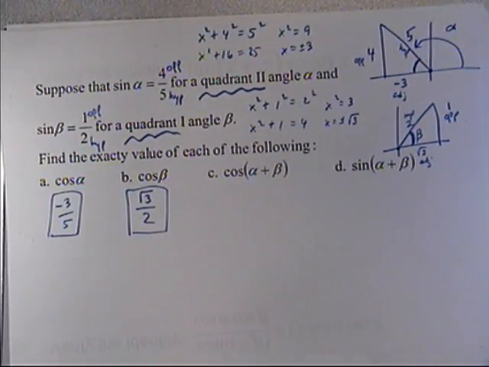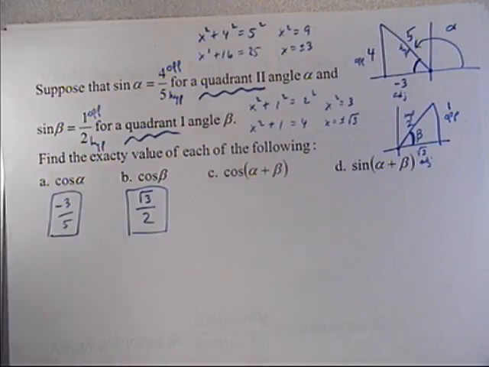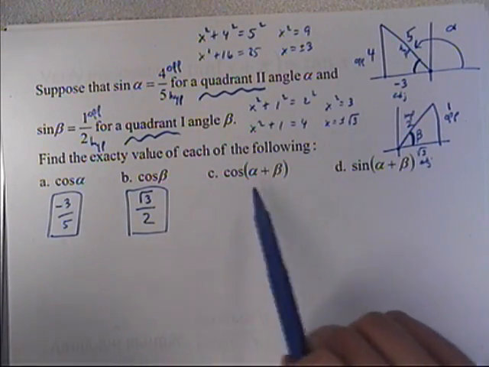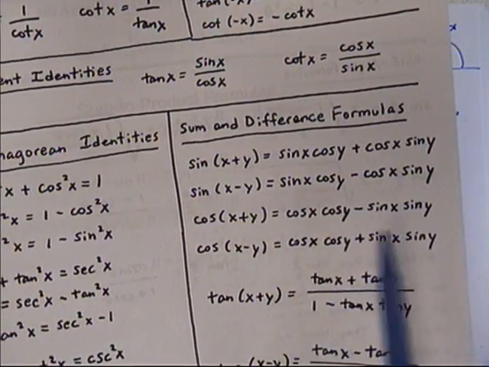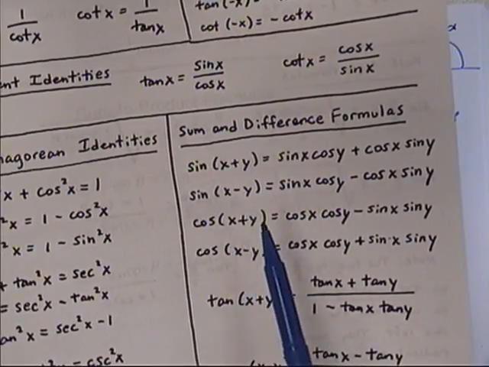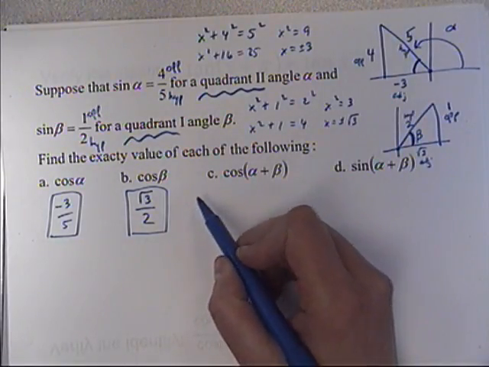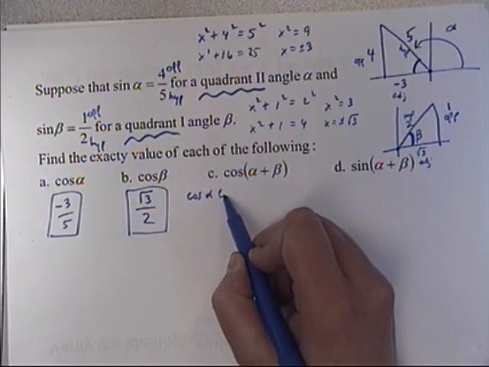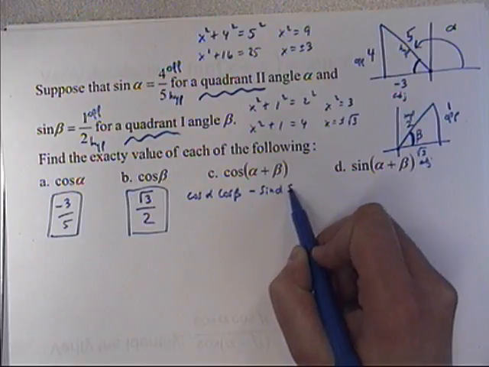Cosine of alpha plus beta. Well, there's a formula for that, and that is from our sheet right here. If I have alpha plus beta, that's the same as x plus y. So cosine is what we're talking about. We've got cosine of x plus y, which is this formula right here. So I'm going to write that down, cosine of x plus y, but instead of x and y, I'm going to use alpha and beta. So cosine of alpha plus beta would be equal to cosine of alpha times cosine of beta minus sine of alpha times sine of beta.